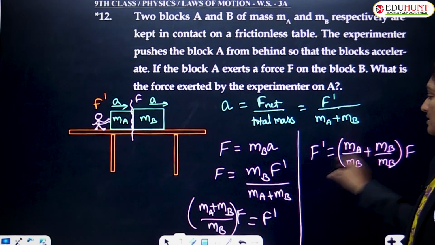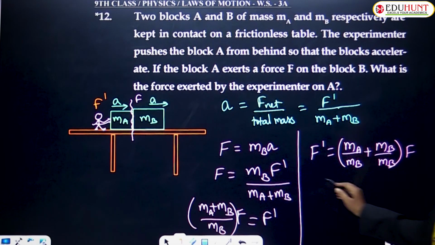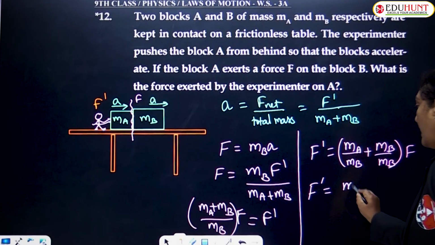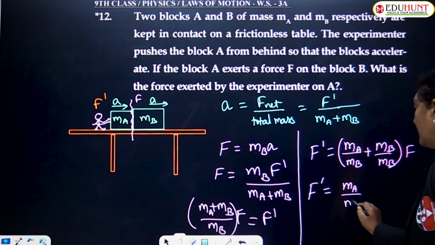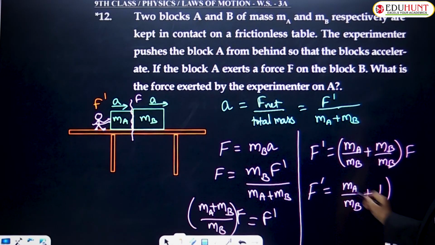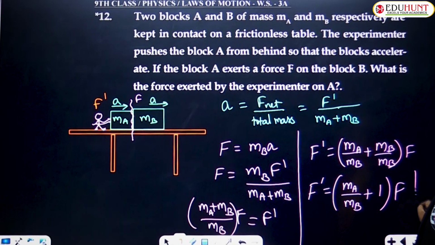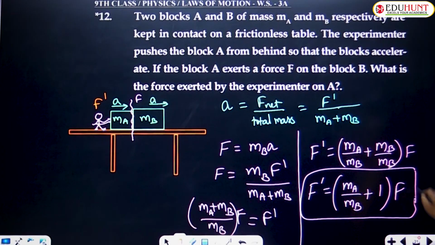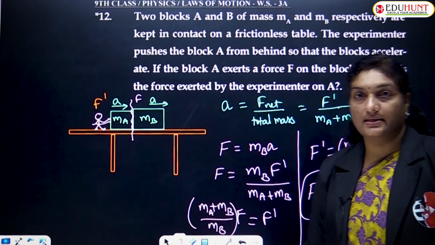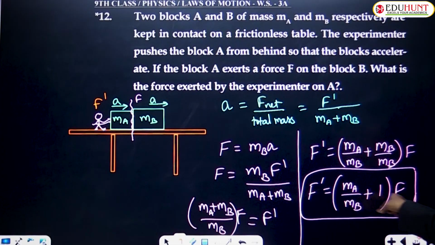So f dash is equal to, separating the variables. Or finally we have f dash equals MA upon MB plus, they both will get cancelled and you are left with 1 times F. So how much force is exerted by the experimenter, children? He was exerting 1 plus MA upon MB times the force exerted by block A on block B.